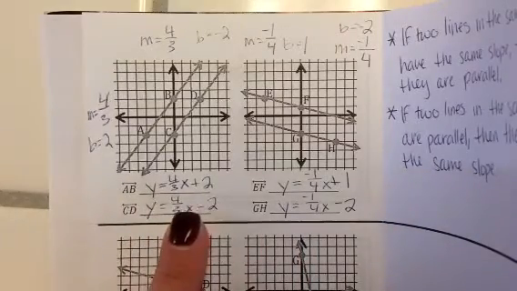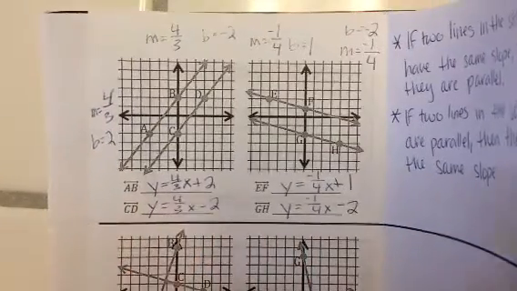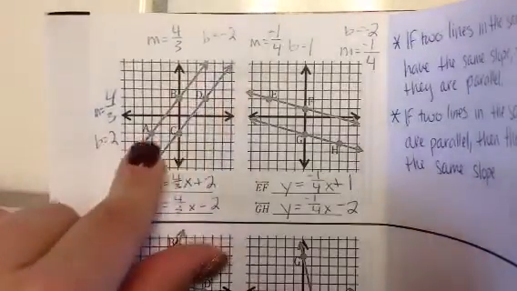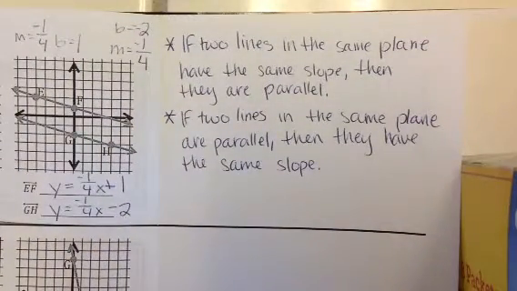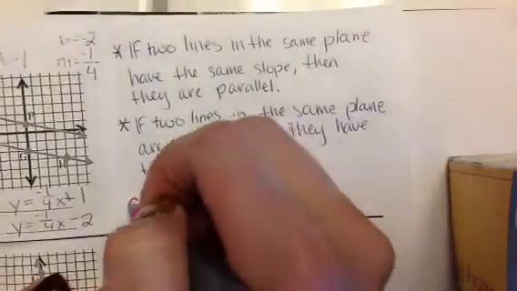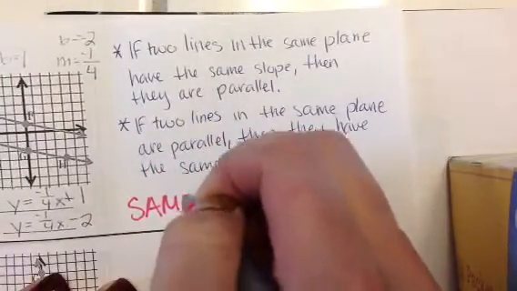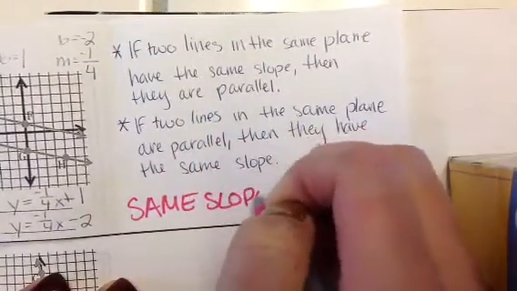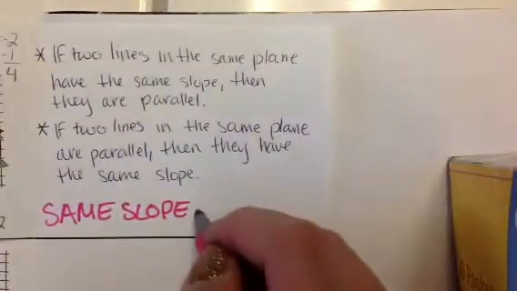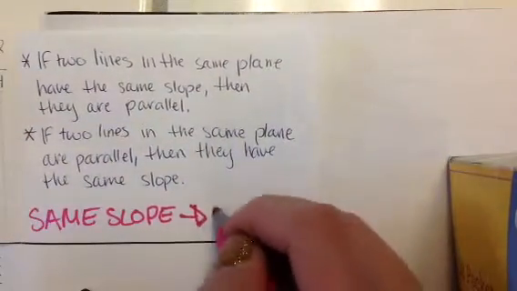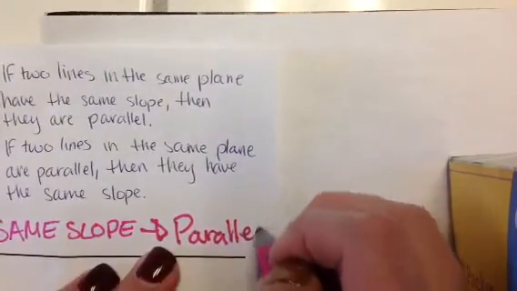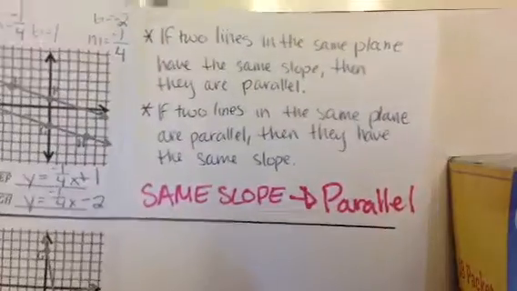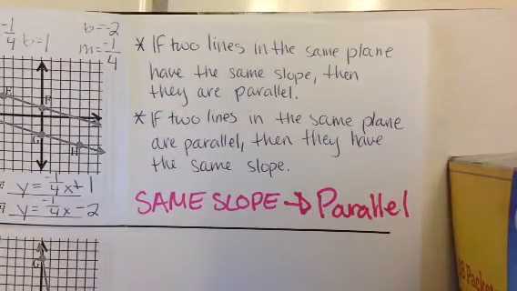So either you are given the equations, you see that they both have the same slope, you know that they must be parallel, or you see two parallel lines, and then you know that they must have the same slope. So the big thing to remember with parallel lines is same slope means parallel. Okay? If any of that confused you, please rewind and look back.